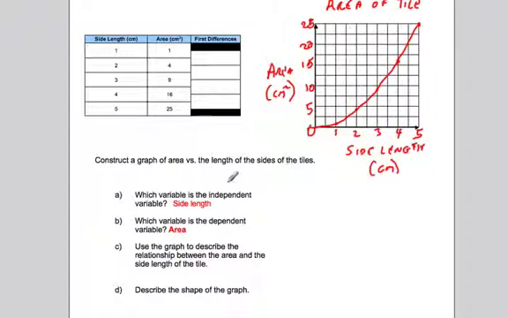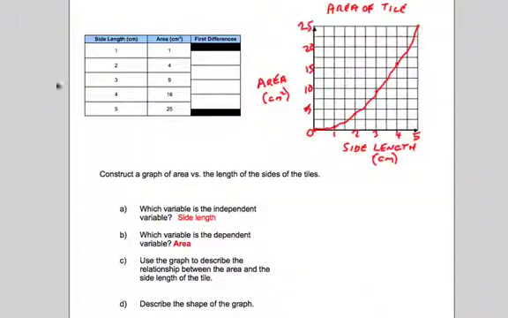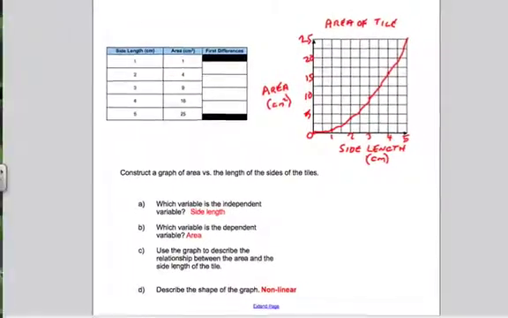Anyway, so moving on then, the next thing is we've got to figure out what the relationship is, what describes the shape of the graph. Now the graph is nonlinear, so that's the answer we're looking for there. So the graph is nonlinear, so that's the answer to D.